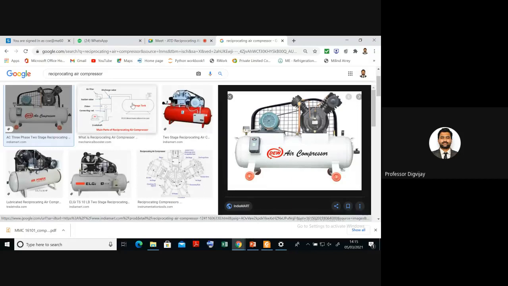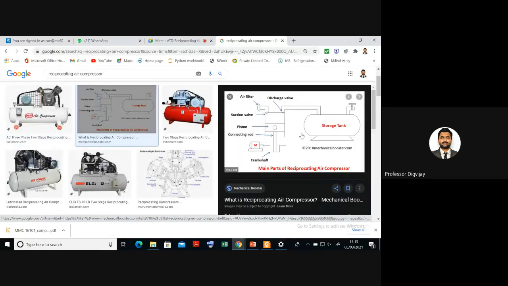The schematic diagram for this process is shown here, as you can see. This is your reciprocating air compressor. This crankshaft receives power from an electric motor, denoted by M. The compressed air is stored in a storage tank, and according to the application, a valve will be opened and that compressed air will be passed.